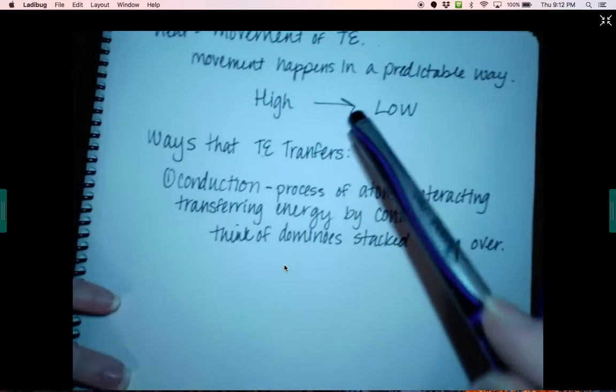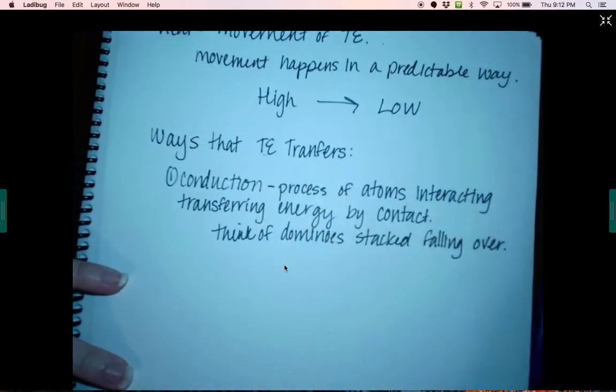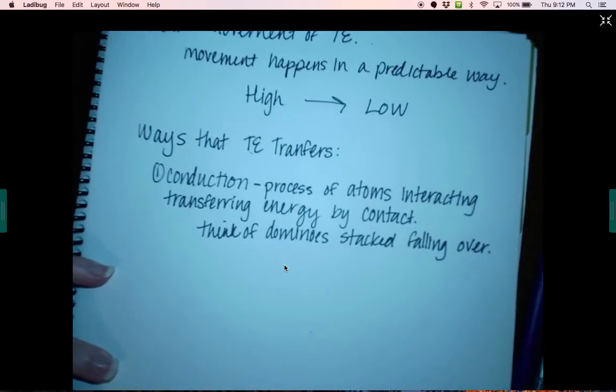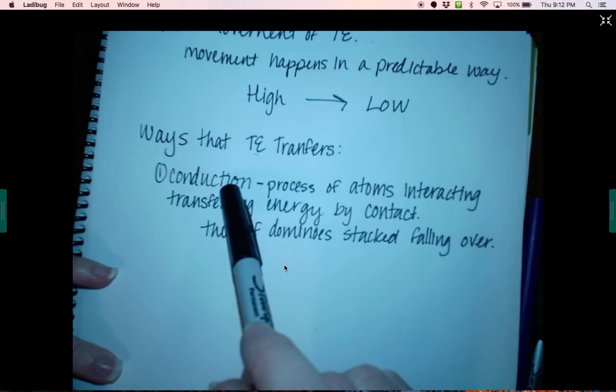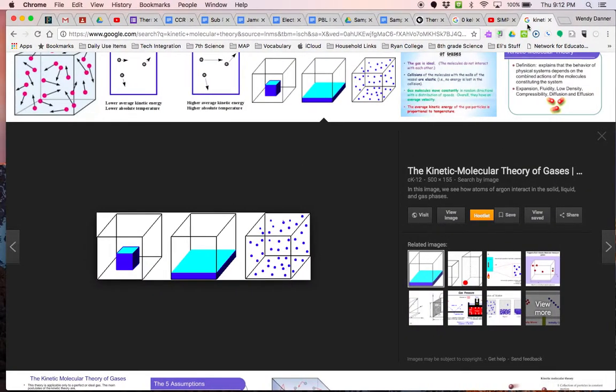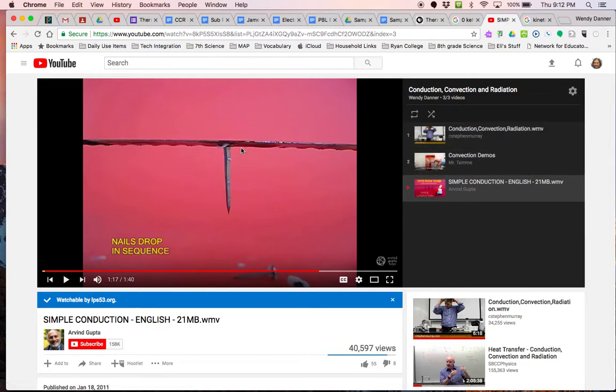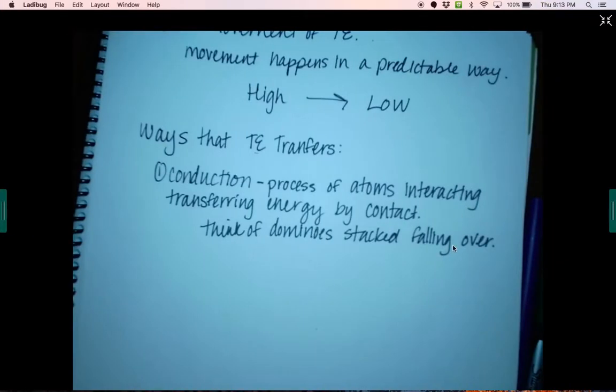Okay, so there are three ways that energy transfers. The first one we talked about is conduction, and I showed you this, where if we were able to see the atoms in this metal blade, we would see the atoms banging into each other and traveling across, melting.